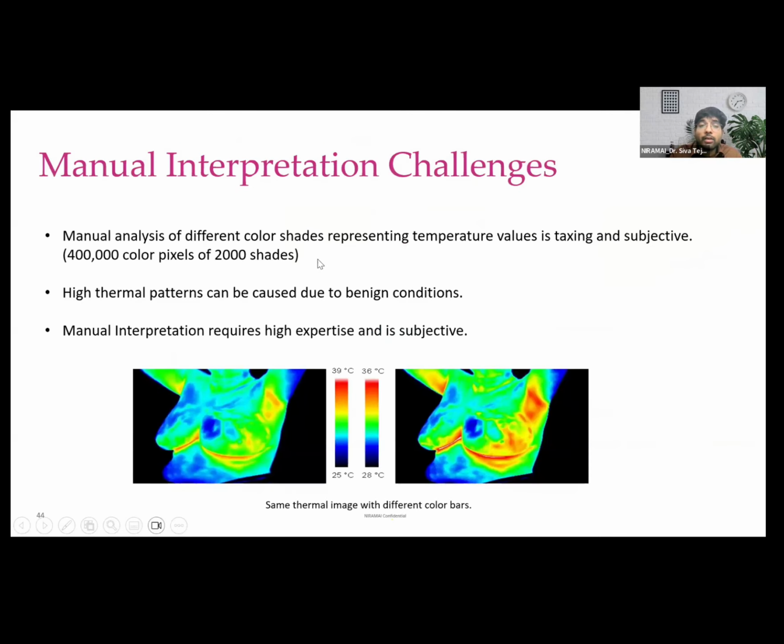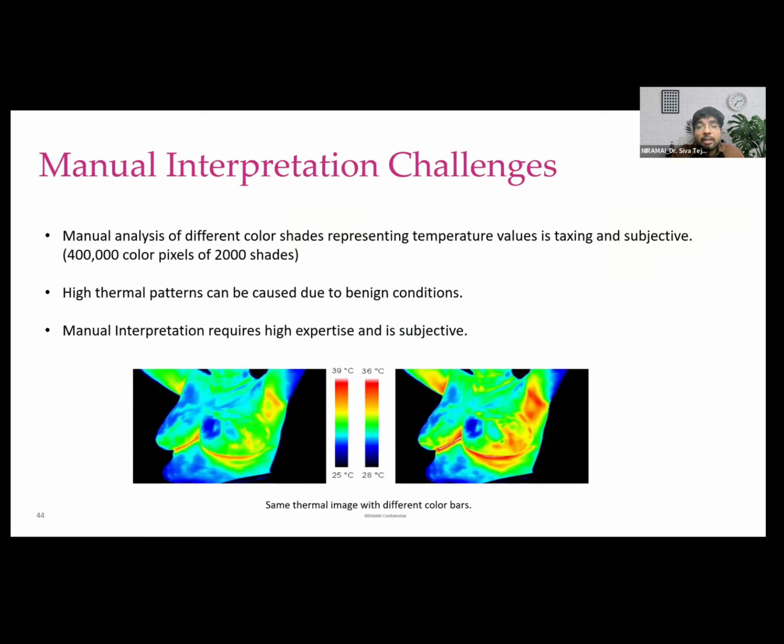So we are getting this kind of thermal images. Is it easy to interpret? If so, why haven't we seen it, even though it has existed since the 1960s, why is this not clinically adoptable, right?